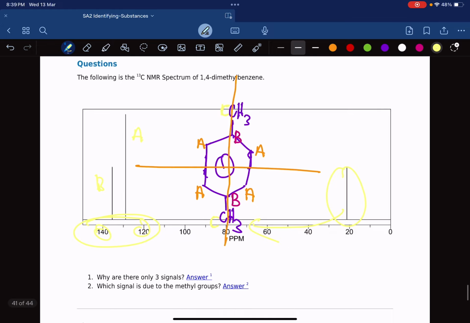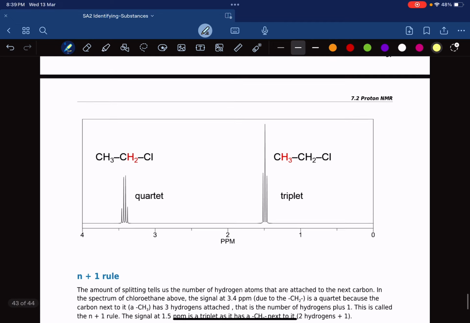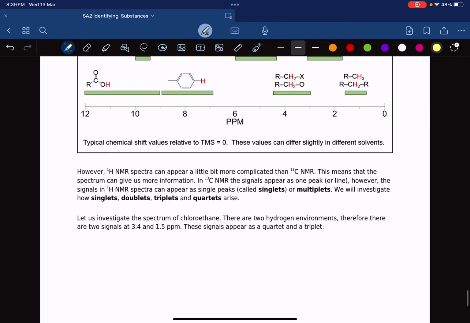Okay, so this is carbon NMR. Next we will look at proton NMR, and then after that we'll be done, because I need to explain to you the n+1 rule splitting.